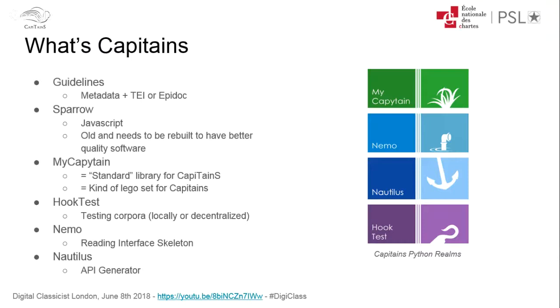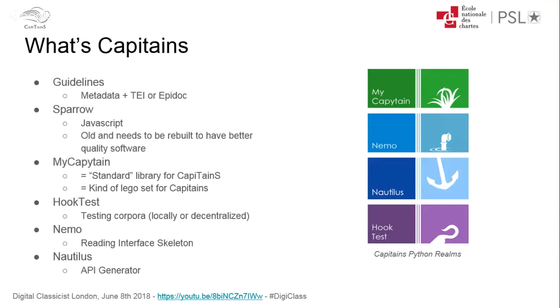MyCapiTainS is a Python library to work with text APIs, texts following our guidelines, metadata graphs, etc. It's a core component of all our Python tools, but it can be used for research or for smaller scale apps if you have Python knowledge.